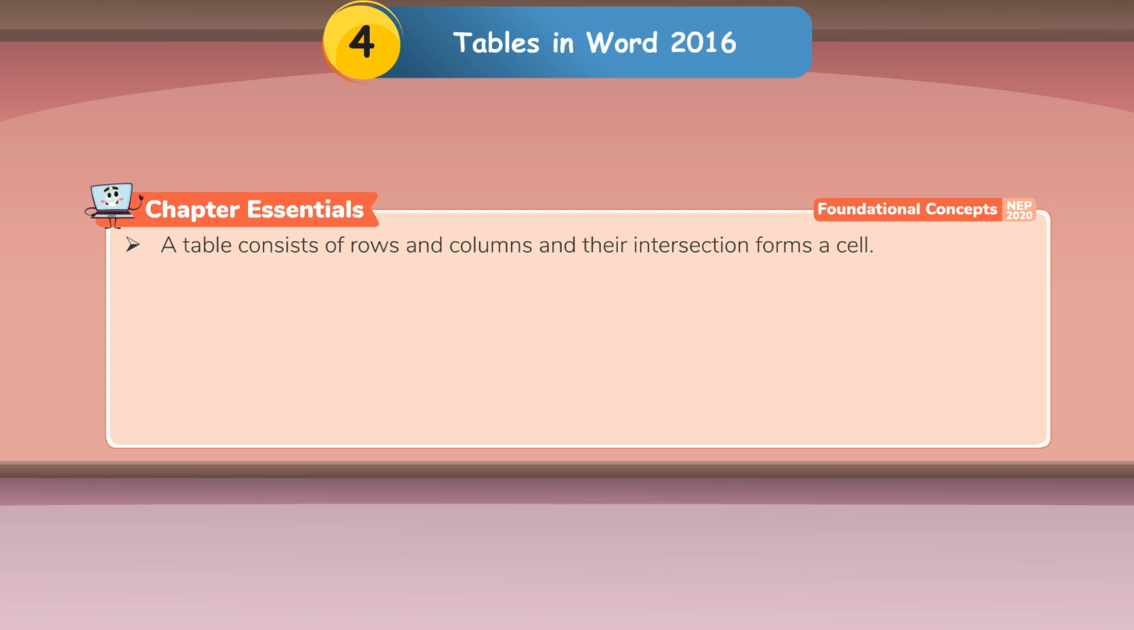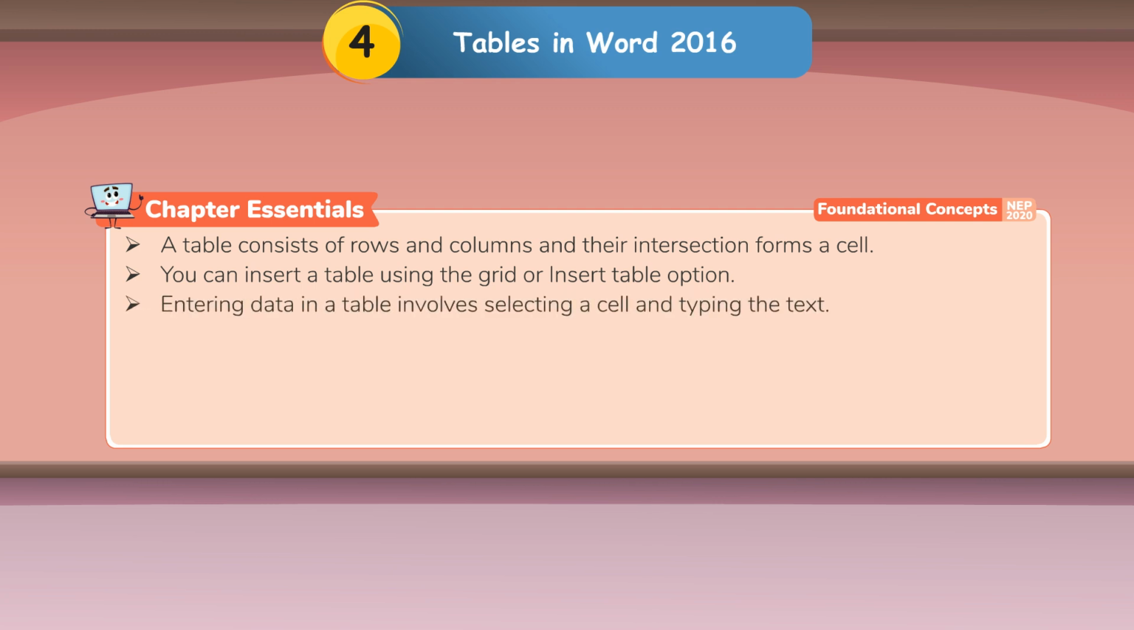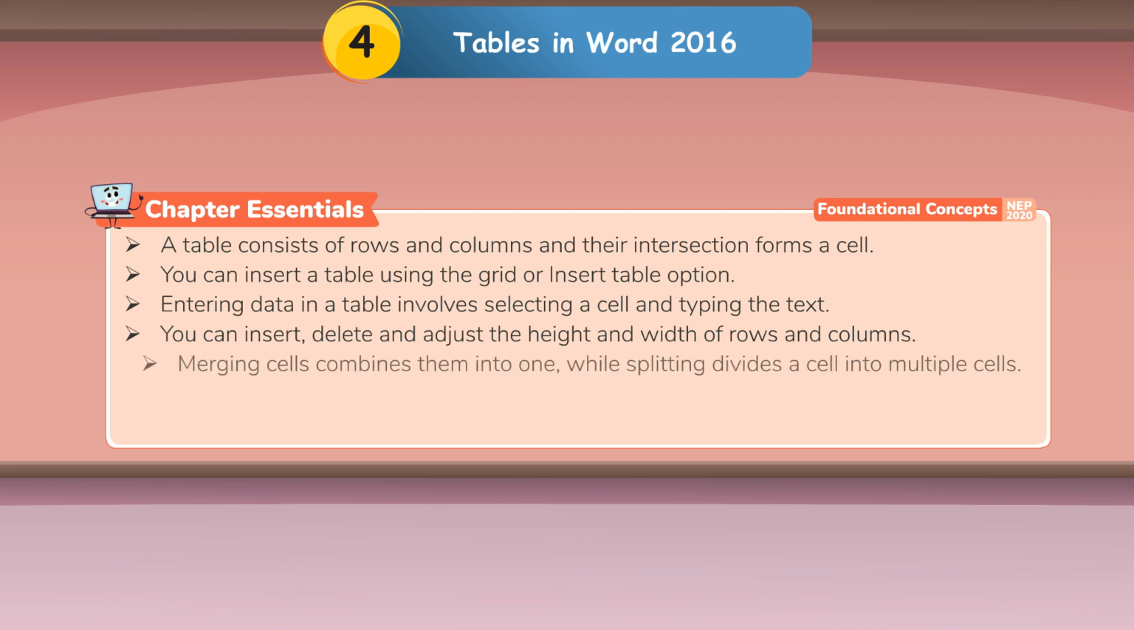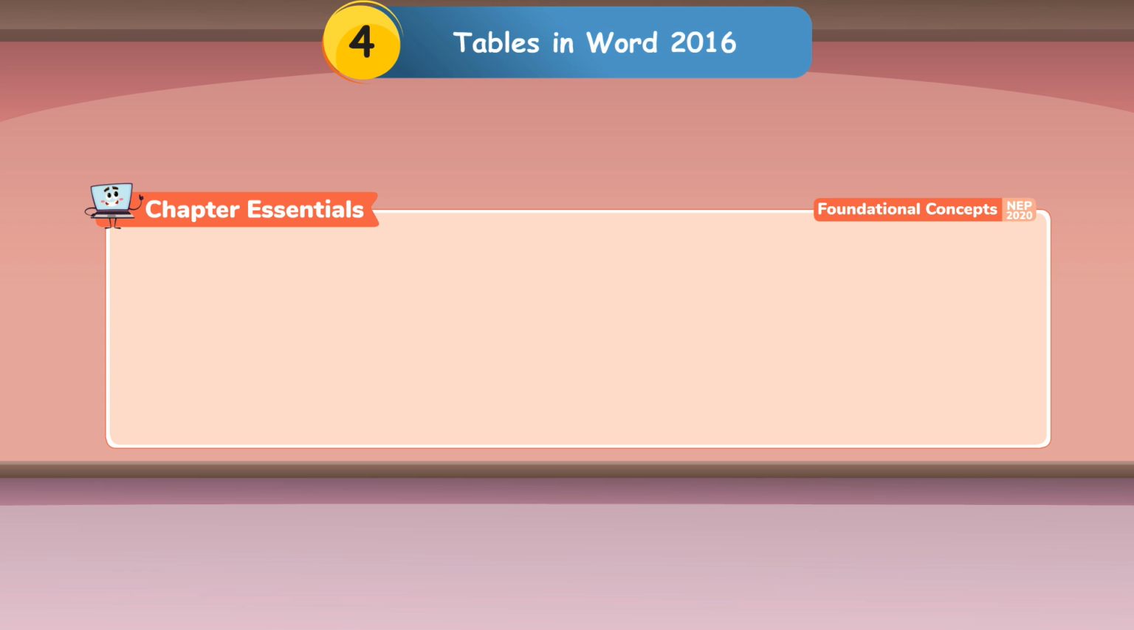A table consists of rows and columns, and their intersection forms a cell. You can insert a table using the Grid or Insert Table option. Entering data in a table involves selecting a cell and typing the text. You can insert, delete, and adjust the height and width of rows and columns. Merging cells combines them into one, while splitting divides a cell into multiple cells. Tables can be moved and resized for better positioning. Text alignment and table styles can be changed for a more professional look.